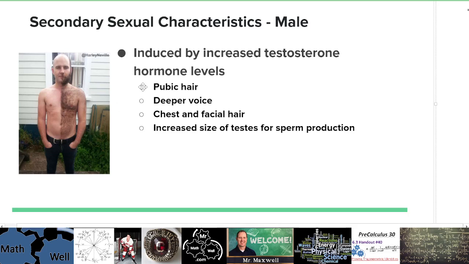All right, secondary sexual characteristics for males, induced by increased testosterone hormone levels. So as you reach puberty and sexual maturity, there will be some secondary sexual characteristics, just like we talked about with the female secondary sexual characteristics. The fat deposits in the shape and the high voice and the different things like that, as well as body hair and stuff like that. Some of these are the same for men, but some obviously are very different. So pubic hair, so hair in the armpits and in the genital areas, obviously will start to emerge as well as other places.